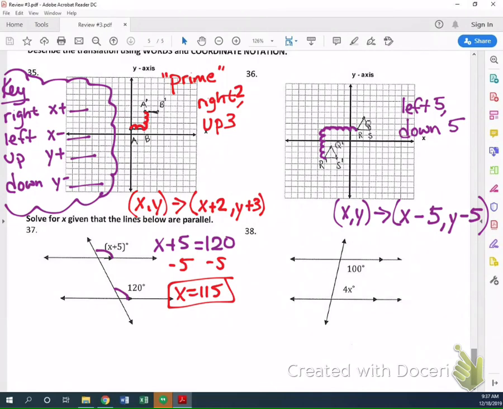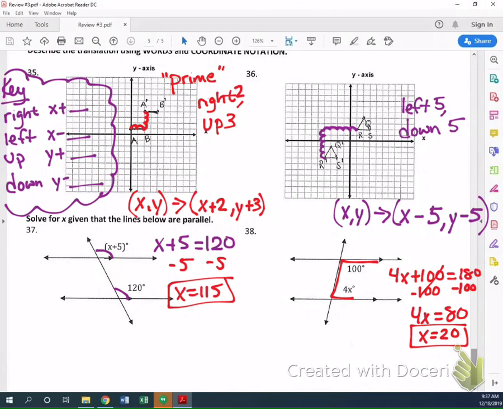Number 38, those are same side interior. Same side interior are supplementary. So in this one, we add them to 180. And we get that x equals 20.